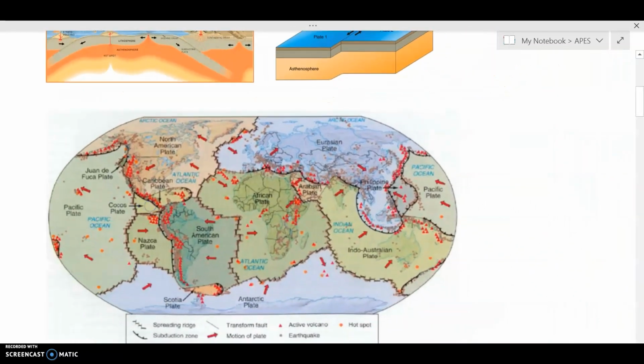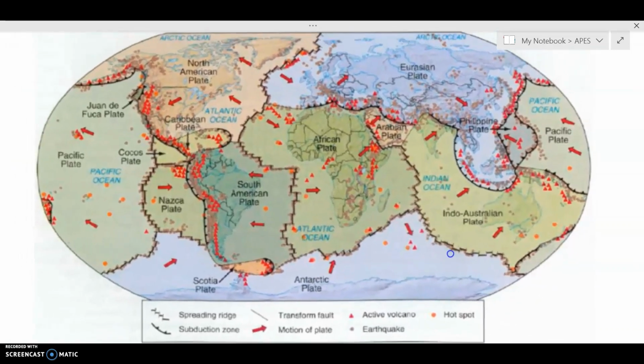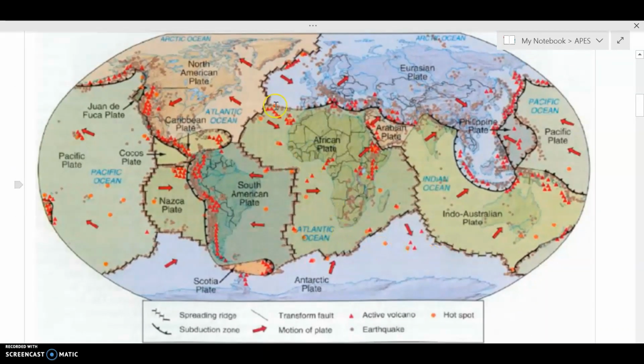So we talked about plate boundaries. Now let's actually look at the plates themselves. So here are all the plates. As you can see, there's a lot of geological activity occurring in between each plate. And this is, of course, because of the plate boundaries. And as you can see, all three types of plate boundaries occur across all the plates.